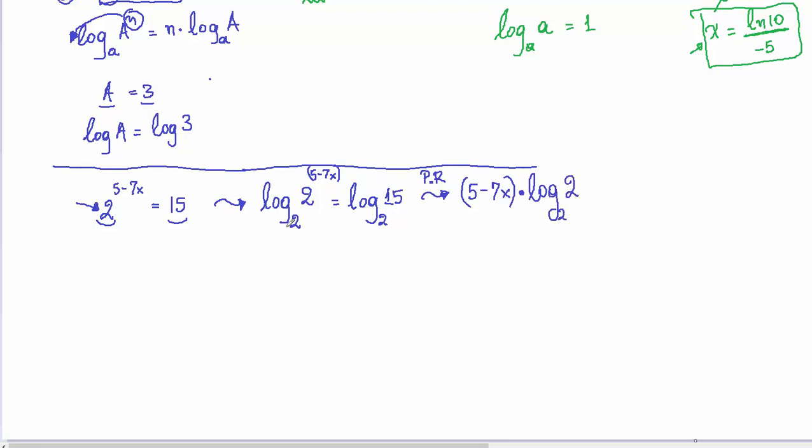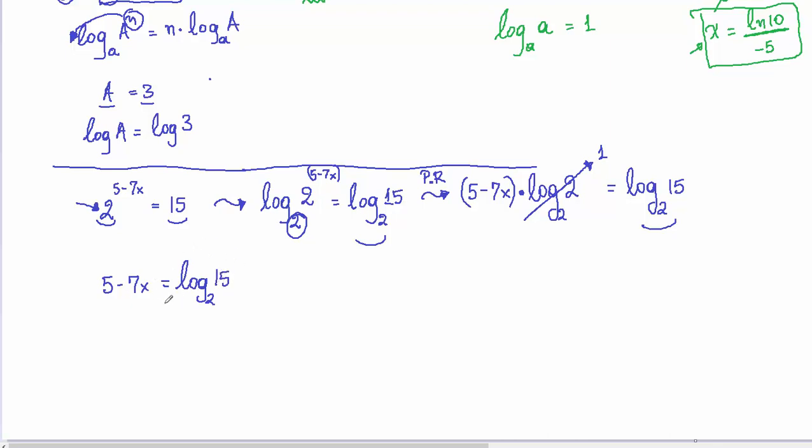So the beauty of choosing the base 2 right here is that this part of my equation will become equal to 1. And this is equal now to log base 2 of 15. Nothing changes on the right side yet. As you can see, it stays as is. But if I simplify now, the left side of the equation is 5 minus 7x times 1, so it's 5 minus 7x, equals log base 2 of 15.